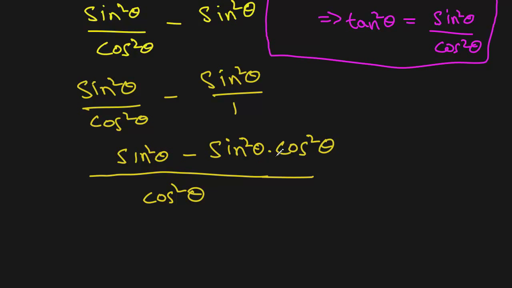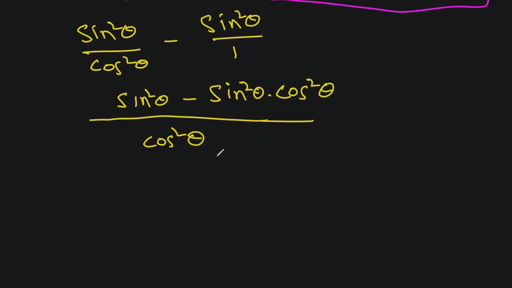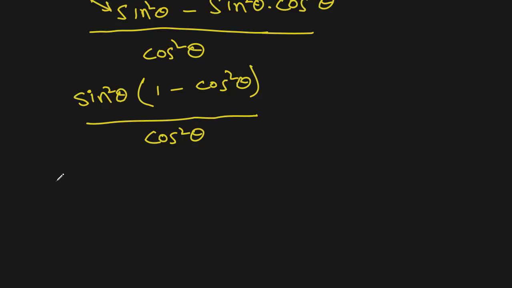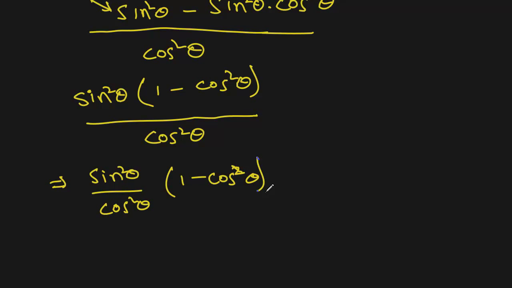Now we see that in the numerator we have a common factor, which is sine squared theta. We can see that sine squared theta is common. So if you take the common factor out, we can write it as sine squared theta multiplied by 1 minus cos squared theta over cos squared theta. Okay, we can rewrite this again. It's the same thing, just we can rewrite it more clearly as sine squared theta over cos squared theta multiplied by 1 minus cos squared theta, right?